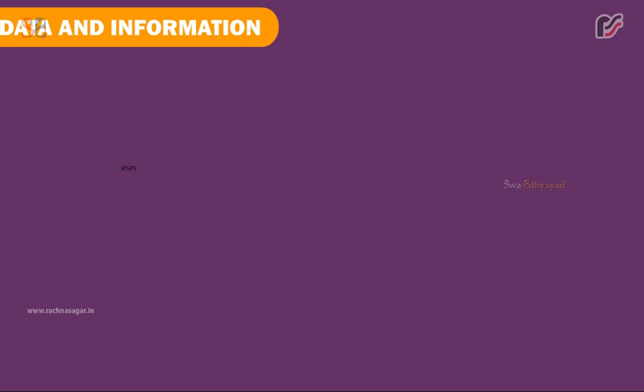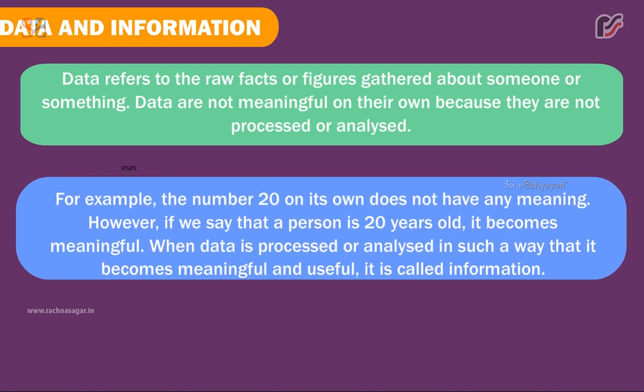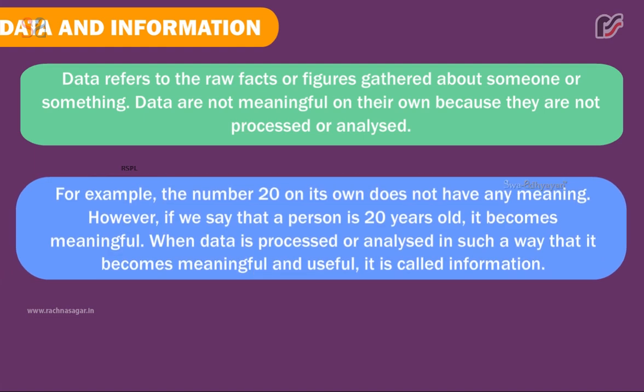Data and information. Data refers to the raw facts or figures gathered about someone or something. Data are not meaningful on their own because they are not processed or analyzed. For example, the number 20 on its own does not have any meaning. However, if we say that a person is 20 years old, it becomes meaningful. When data is processed or analyzed in such a way that it becomes meaningful and useful, it is called information.